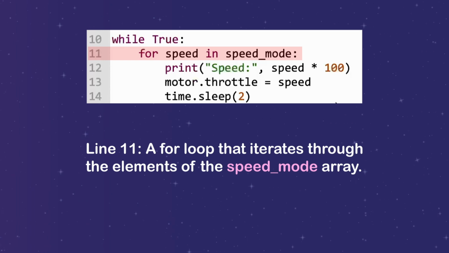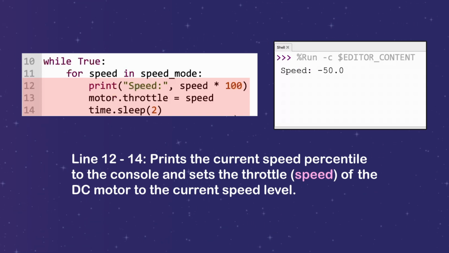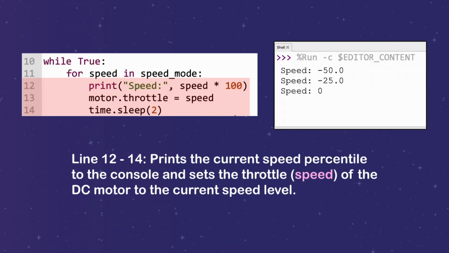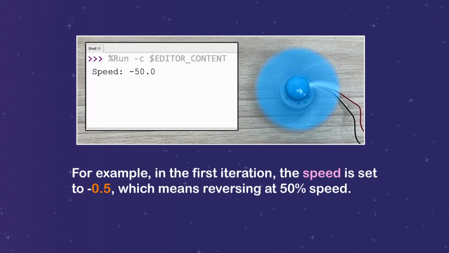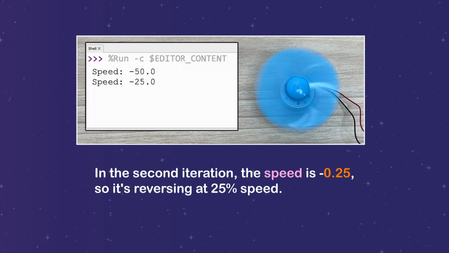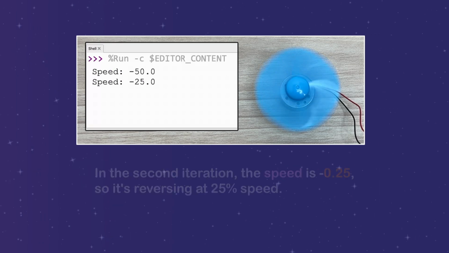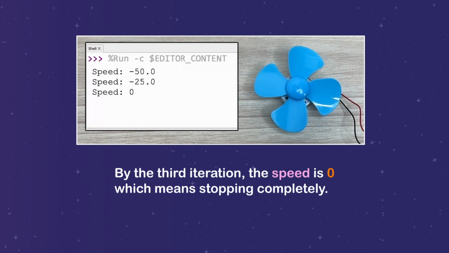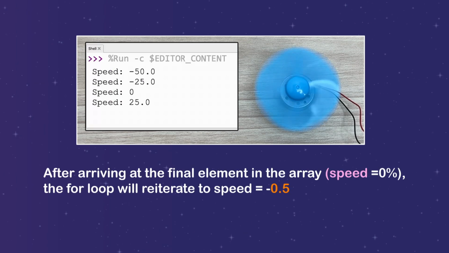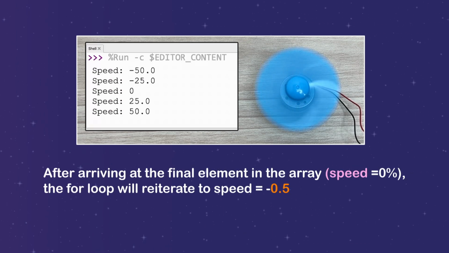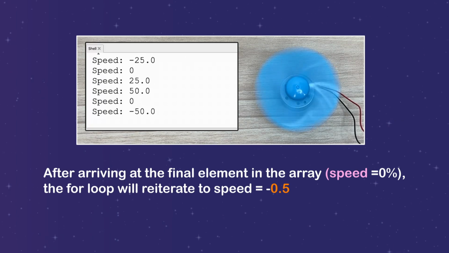Line 11, a for loop that iterates through the elements of the speed mode array. Line 12 to 14 prints the current speed percentile to the console and sets the throttle of the DC motor to the current speed level. For example, in the first iteration, the speed is set to -0.5, which means reversing at 50% speed. In the second iteration, the speed is -0.25, so it's reversing at 25% speed. By the third iteration, the speed is 0, which means stopping completely. After arriving at the final element in the array, the for loop will reiterate to speed -0.5.